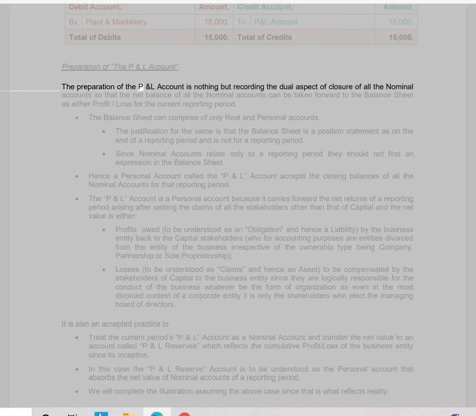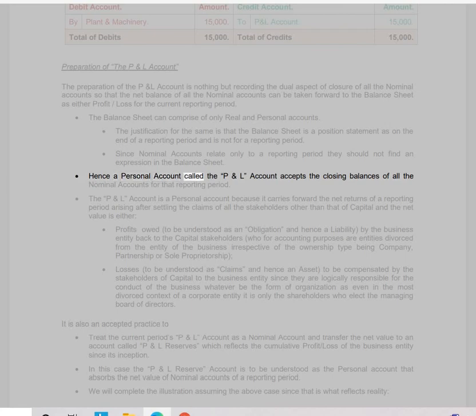The preparation of the P&L account is nothing but recording the dual aspect of closure of all the nominal accounts, so that the net balance of all the nominal accounts can be taken forward to the balance sheet as either profit/loss for the current reporting period. The balance sheet can comprise of only real and personal accounts. The justification for the same is that the balance sheet is a position statement as on the end of a reporting period, and is not for a reporting period. Since nominal accounts relate only to a reporting period, they should not find an expression in the balance sheet.